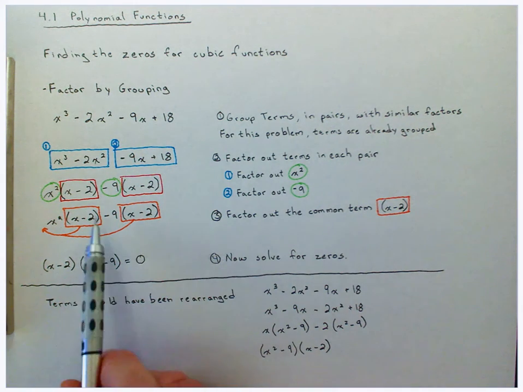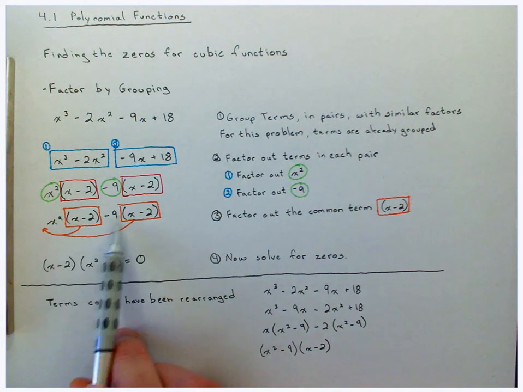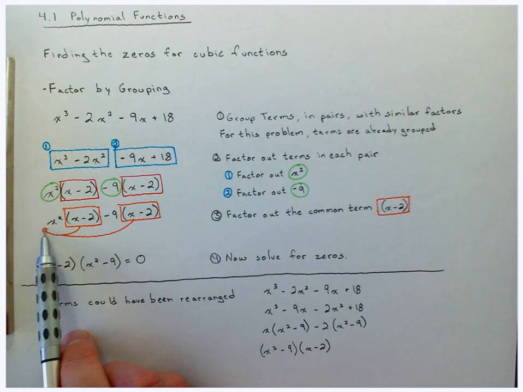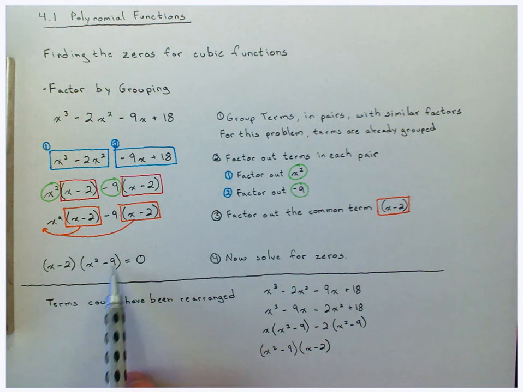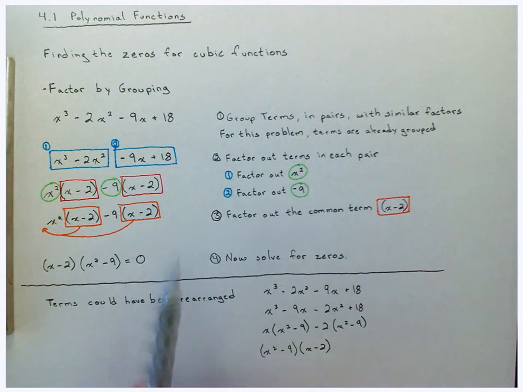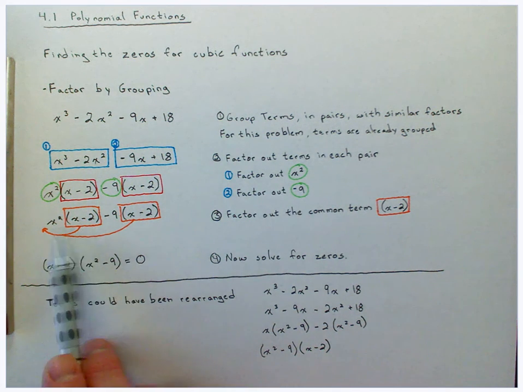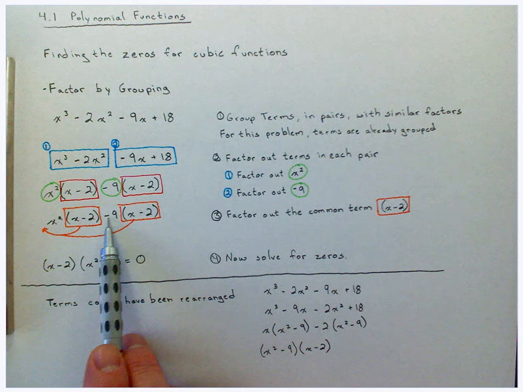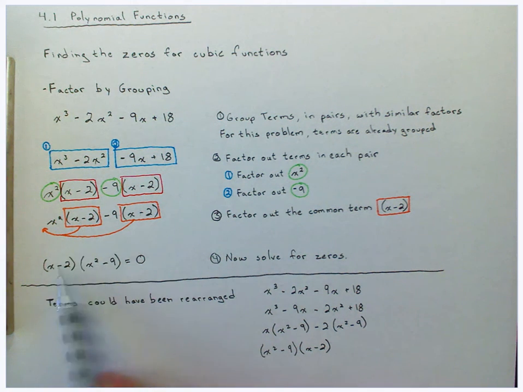The next thing I do is factor out that similar term. I take the x minus 2, because both of these share it, there's multiplication going on between them, and I factor it out. So that gives me x minus 2 times x squared minus 9. I have factored by grouping. On this step, I am pulling this out from both of those so that x squared goes over here with the 9, and there's multiplication occurring between those terms.